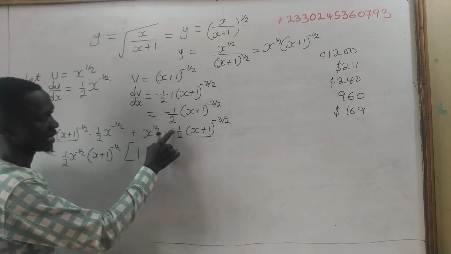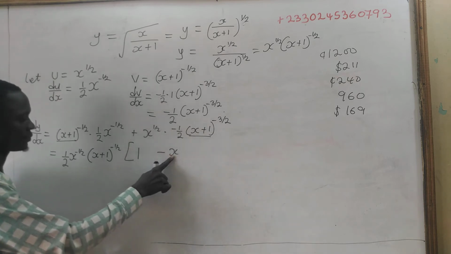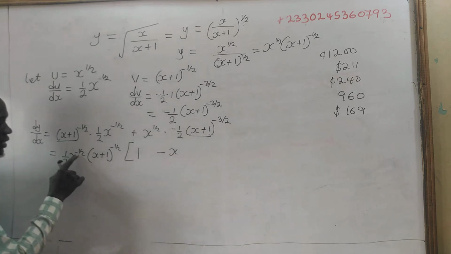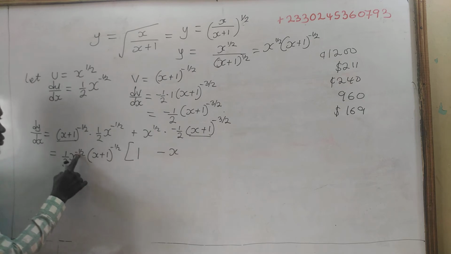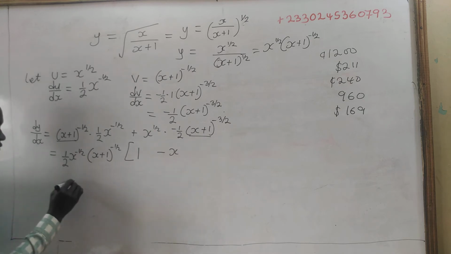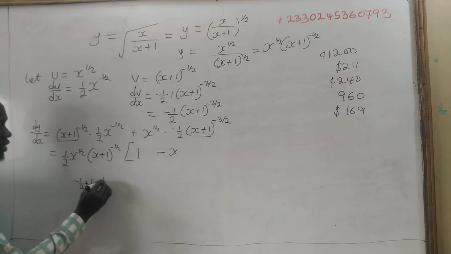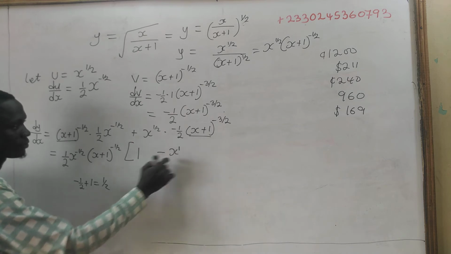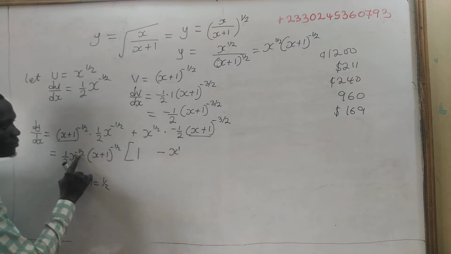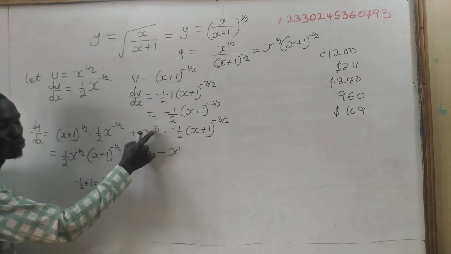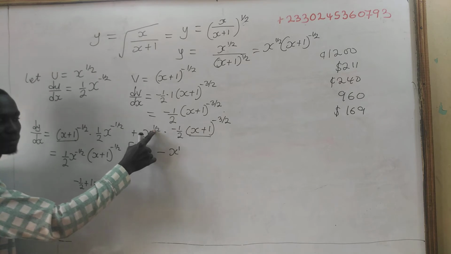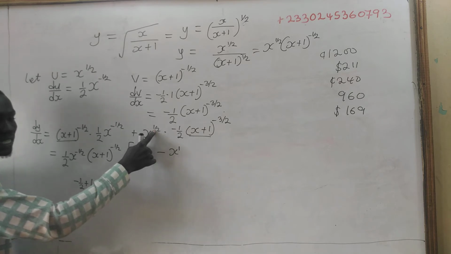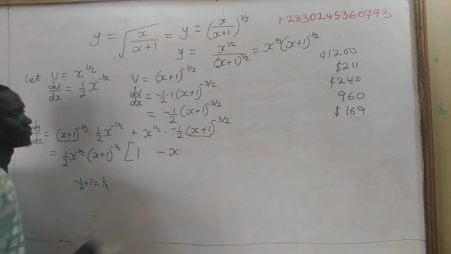There's a minus sign here. So minus x. Why? Because this is negative 1 out of 2. So if I have negative 1 out of 2 plus 1, it will give me positive half. So if this place is positive half, minus half plus 1 will produce positive half. Very simple as that. Correct.